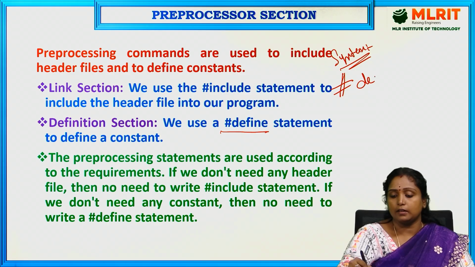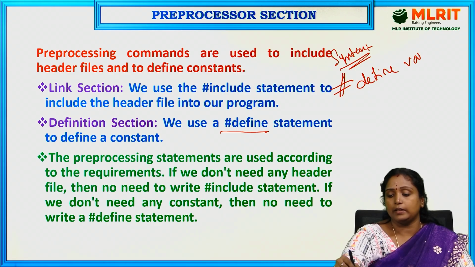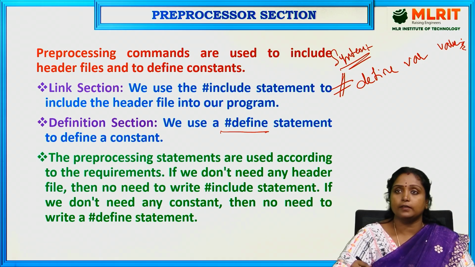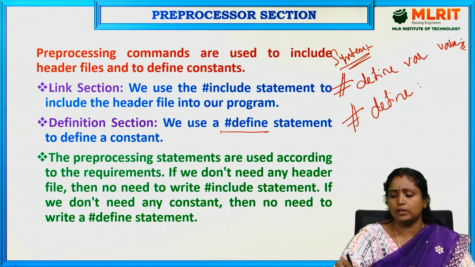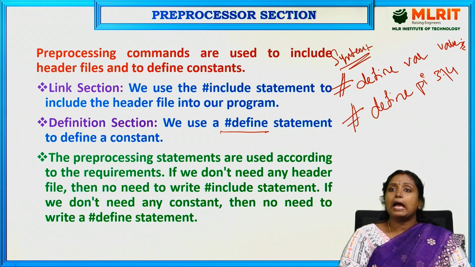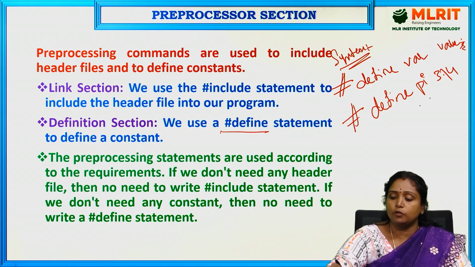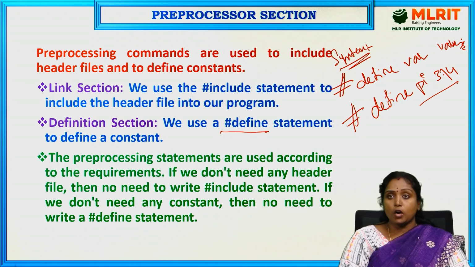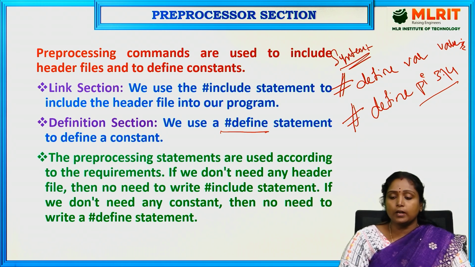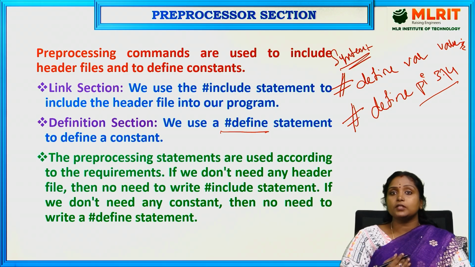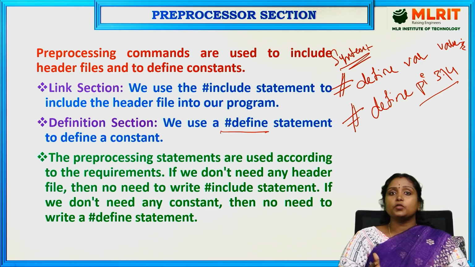Hash define variable name value, with no semicolon. For example, if you want the pi value to not change anywhere, I can use hash define pi 3.14. So the value of pi will be 3.14 and will not be changed throughout the program. The value of pi is 3.14 only. If you try to change this value, the compiler will throw you an error.